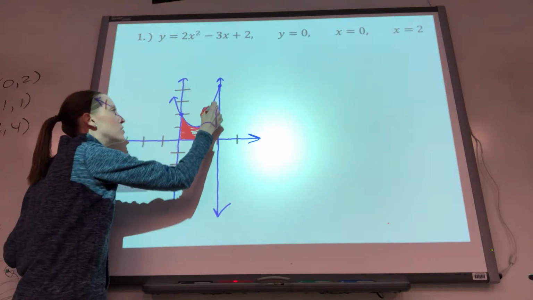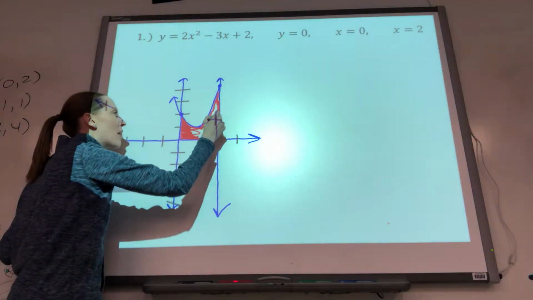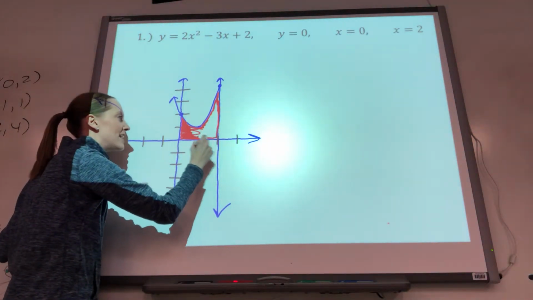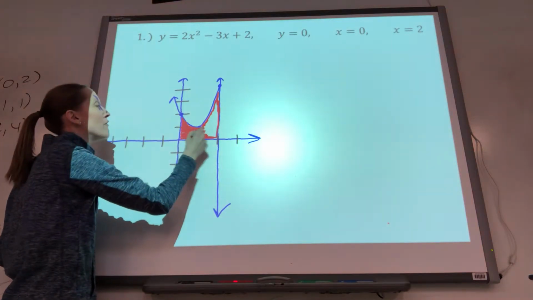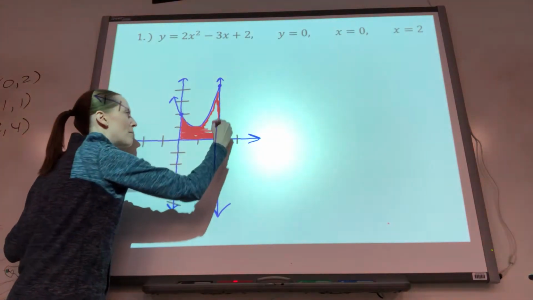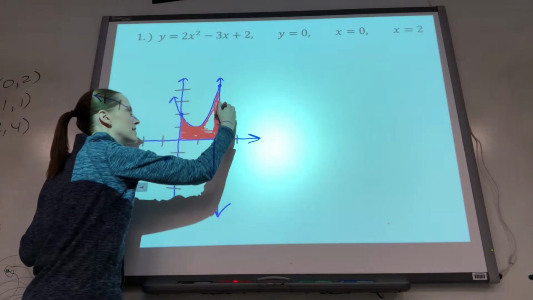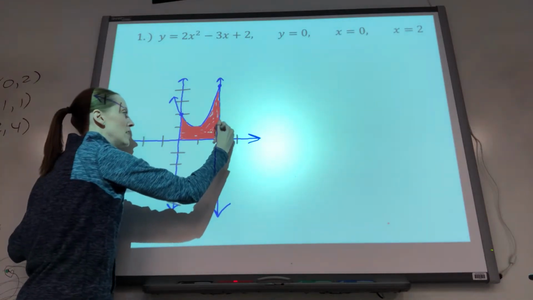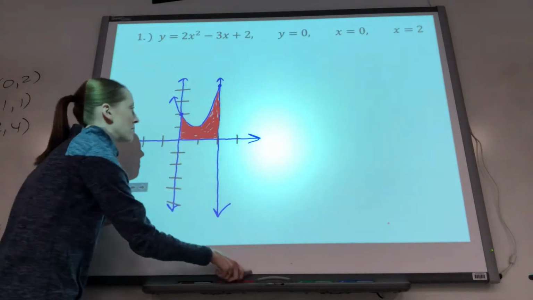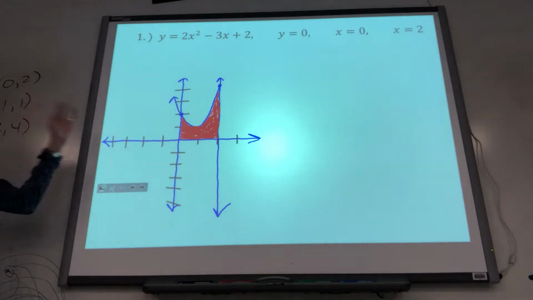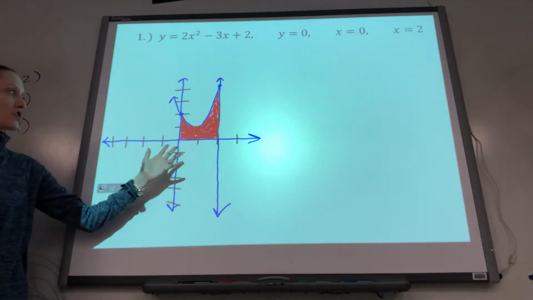I'm not going to spend too much time coloring, but I want you to see what just happened. Once we graphed all four of those, we bounded in this region. So the whole point of this problem is to figure out the area of this region.